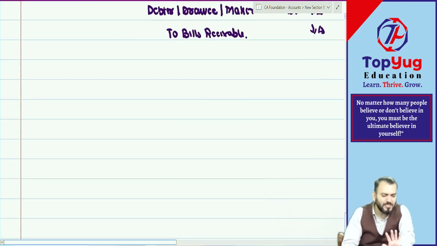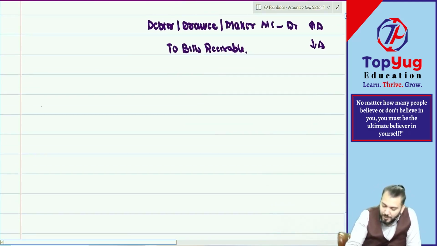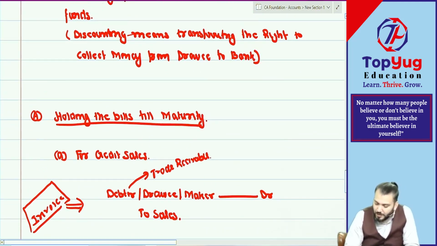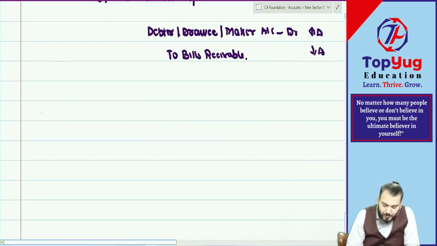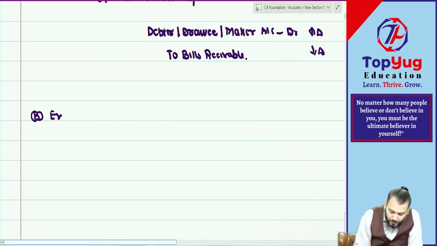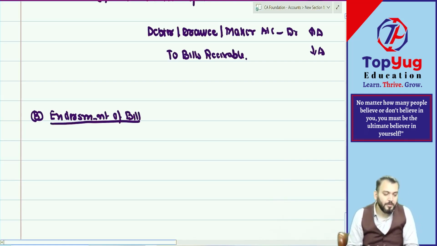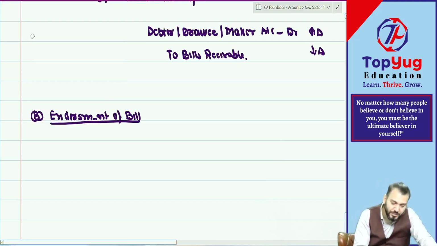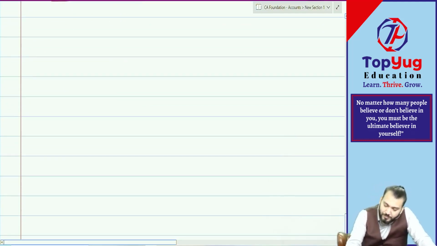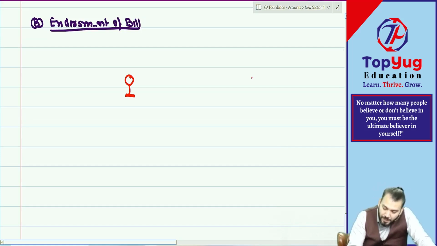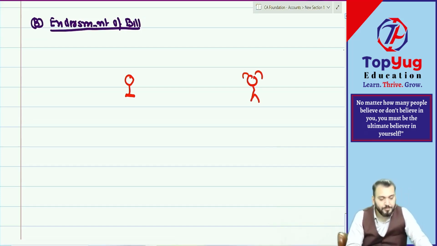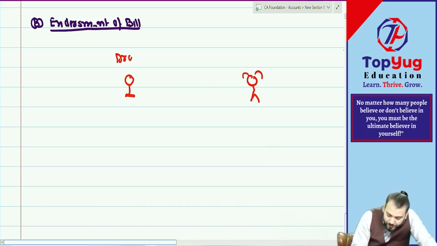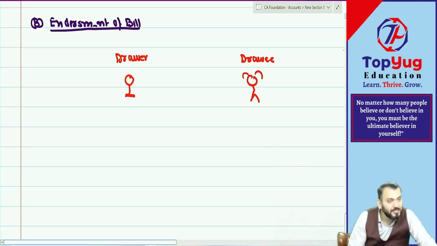Can we come to the second circumstance? The first circumstance was easy. What point did I give? A. Now come to B. B is endorsement of bill. Correct. What actually happened in this? Let's see. In my transaction, there were two persons, Ram and Sita. Ram is the drawer, and Sita is the drawee in my example.